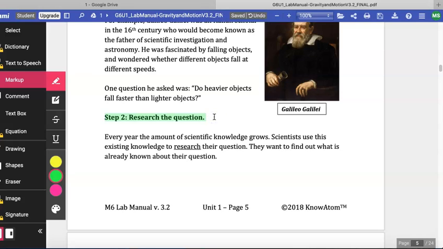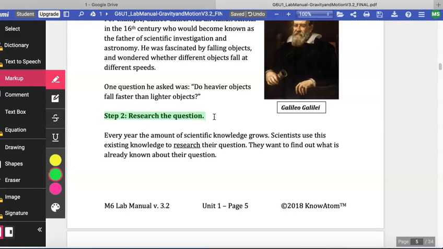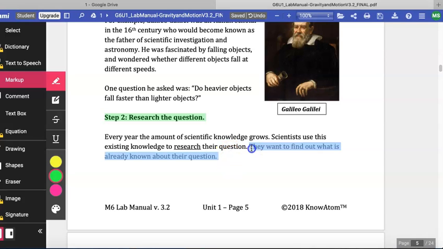Step 2. Research the question. Every year, the amount of scientific knowledge grows. Scientists use this existing knowledge to research their question. They want to find out what is already known about their question.